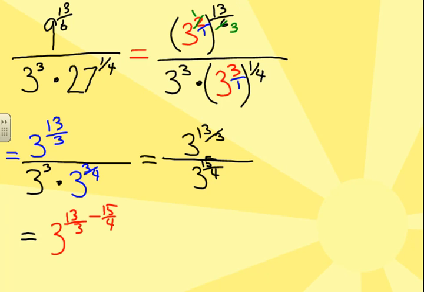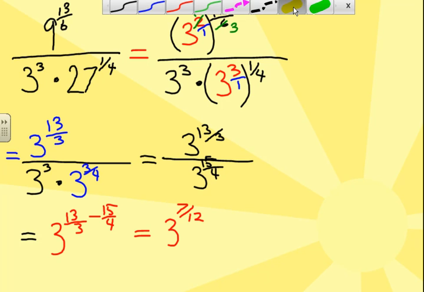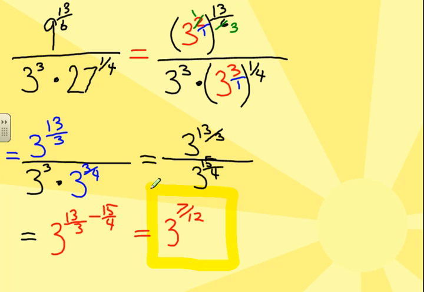So when I subtract those two fractions, I end up with 3 to the 7 over 12. That fraction you're probably just better off doing on scrap paper. That's my end answer. I can't simplify that fraction anymore. That's about as far as I'm going to get to go.